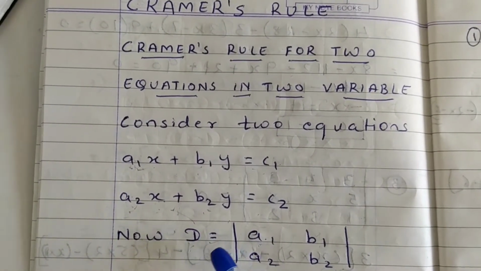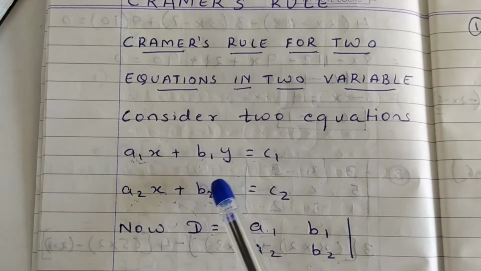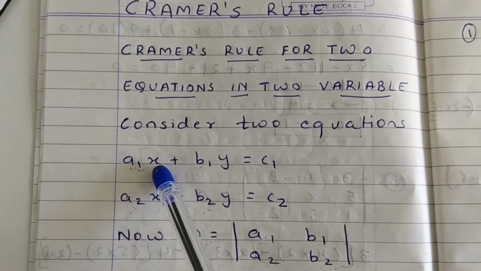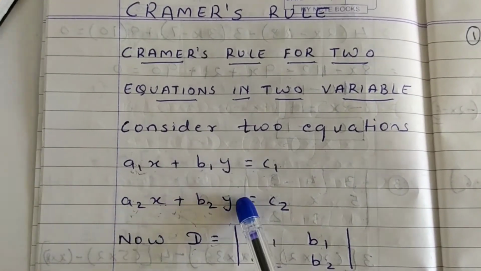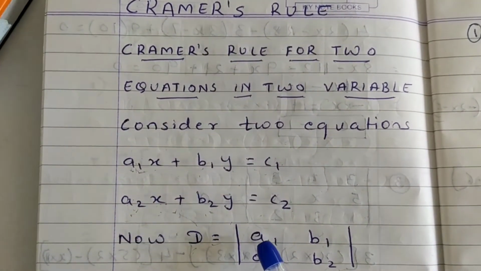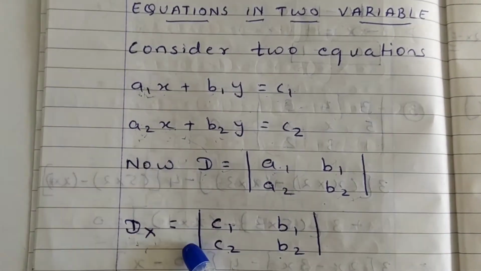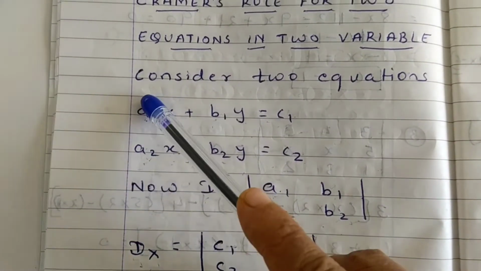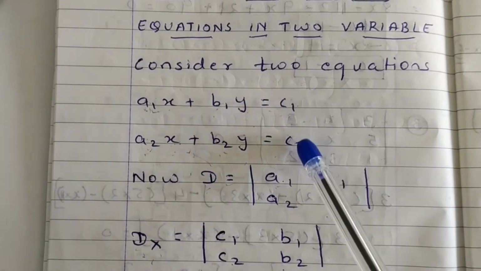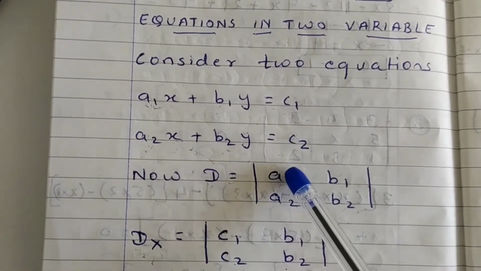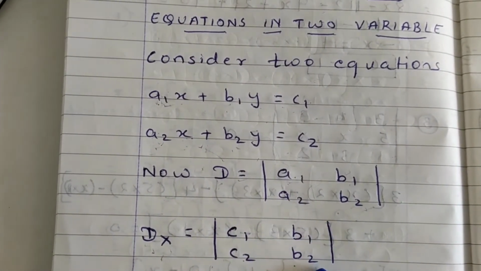So determinant d is what? For determinant d, we will write the coefficients of x and y. Okay, so coefficient of x is a1, coefficient of y is b1. Here the coefficient of x is a2 and here the coefficient of y is b2. So it will become a1, b1, a2, b2. Next we write determinant dx, in which the coefficients of x, a1 and a2, will be replaced by constants c1 and c2. So here in d, in place of a1 and a2, we will write c1 and c2, and b1 and b2 remain as they are.